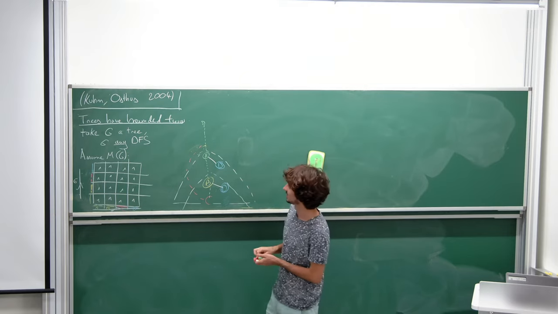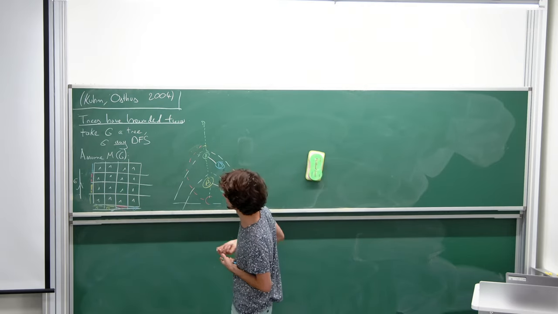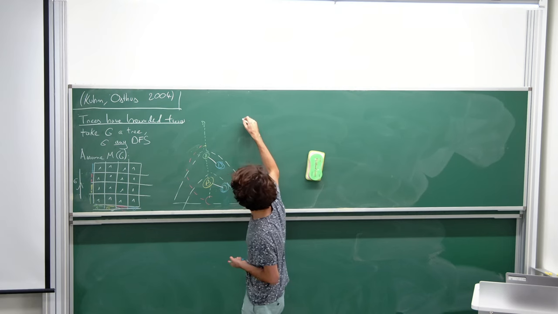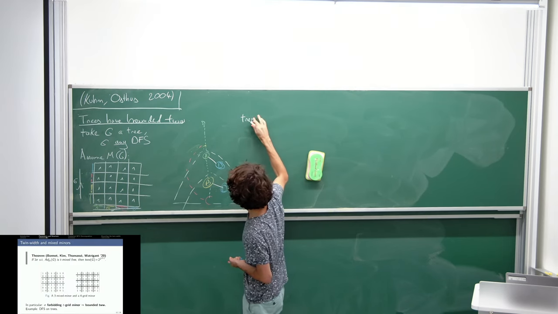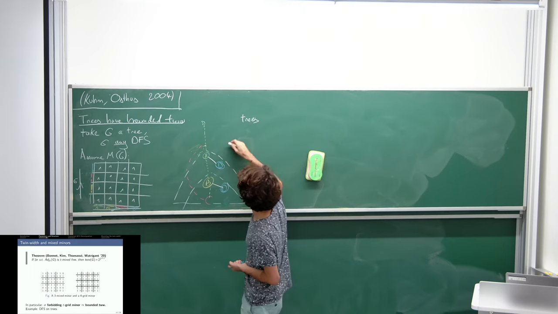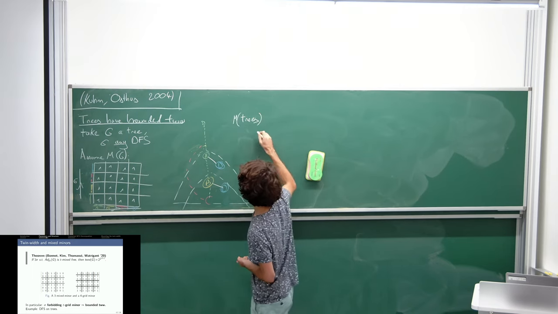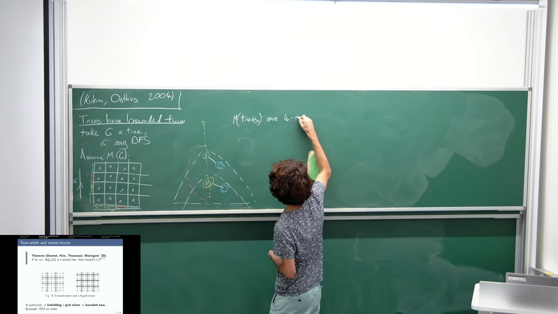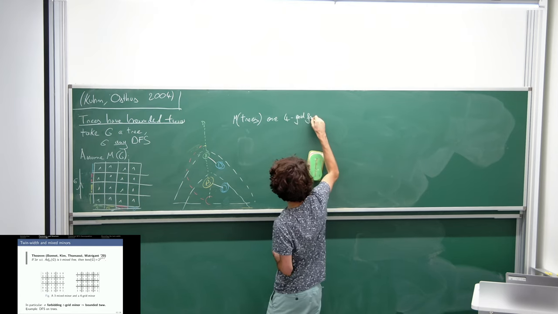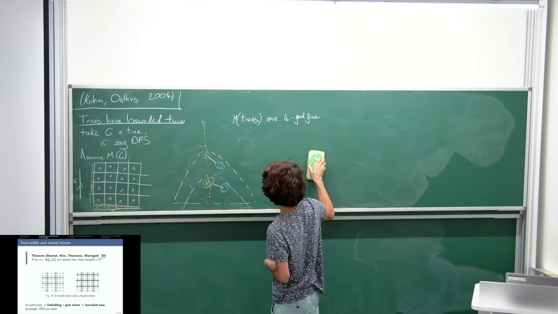So the conclusion is that trees. Let's say the matrices of trees are four-grid-minor free.